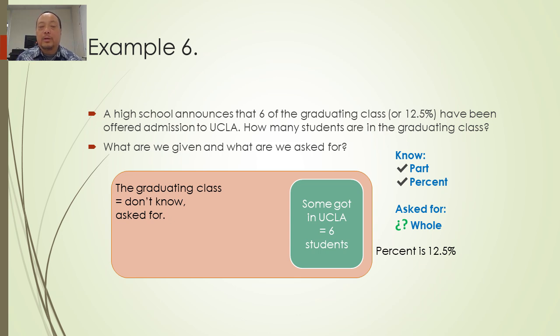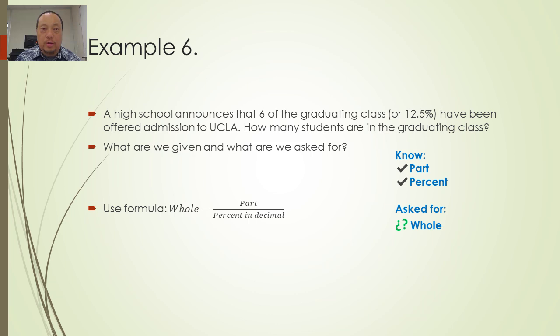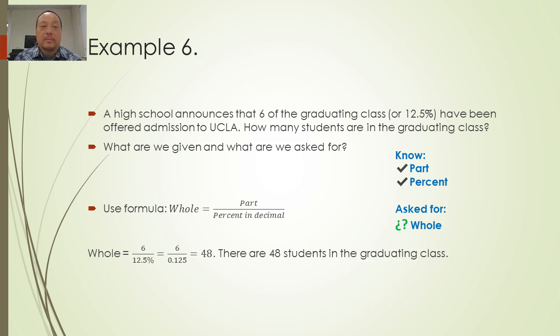That means we know the part, we know the percent, and we're asked for the whole. We need to use a formula with part and percent on the right and the whole on the left. This formula, whole equals part divided by percent in decimal form. Plug in the numbers. Whole equals part is 6 divided by percent is 12.5%. In decimal form, 12.5% equals 0.125. Divide out, we get 48. Answer, there are 48 students in the graduating class.